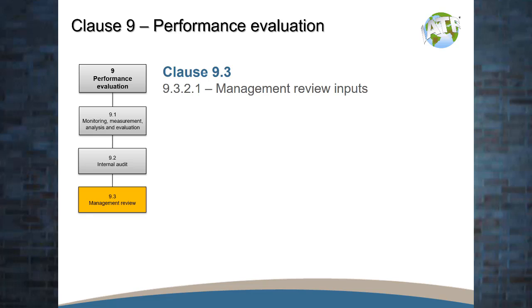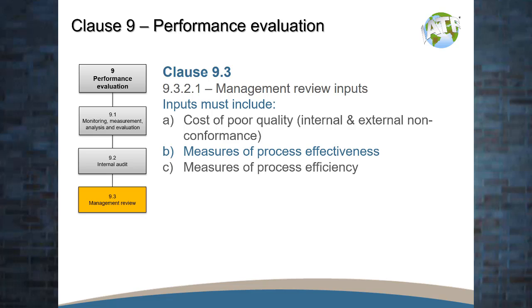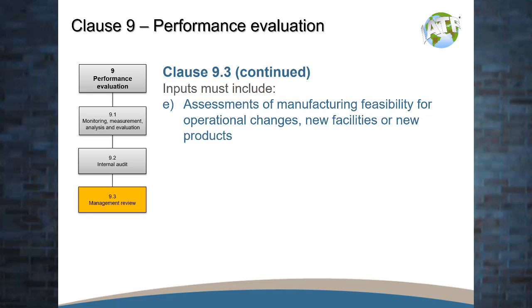Clause 9.3, specifically 9.3.2.1, management review inputs. So there are a lot of inputs here. As I mentioned earlier, there are, I believe, 22. So A is cost of poor quality, both internal and external nonconformance. Measuring of process effectiveness, process efficiency, product conformance. E, assessment of manufacturing feasibility for operational changes, new facilities, or new products. So how feasible will it be if we make changes either in operations, facilities, or products?